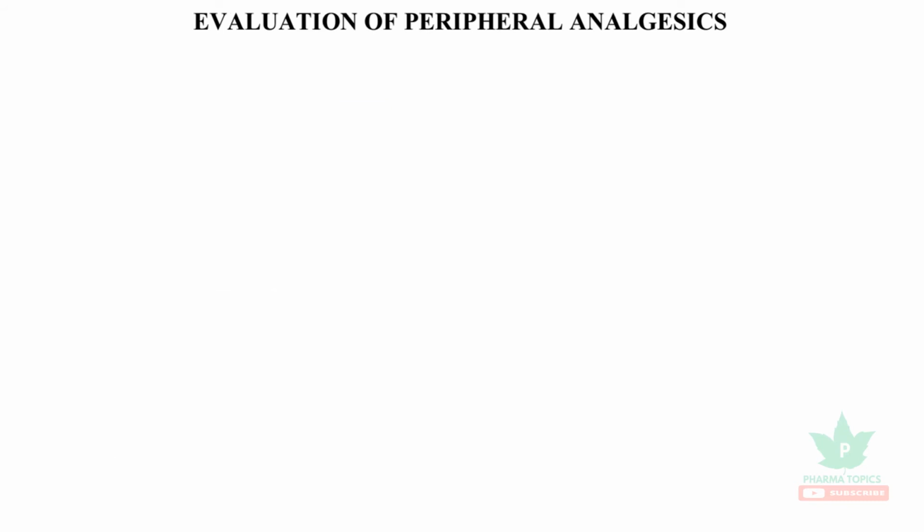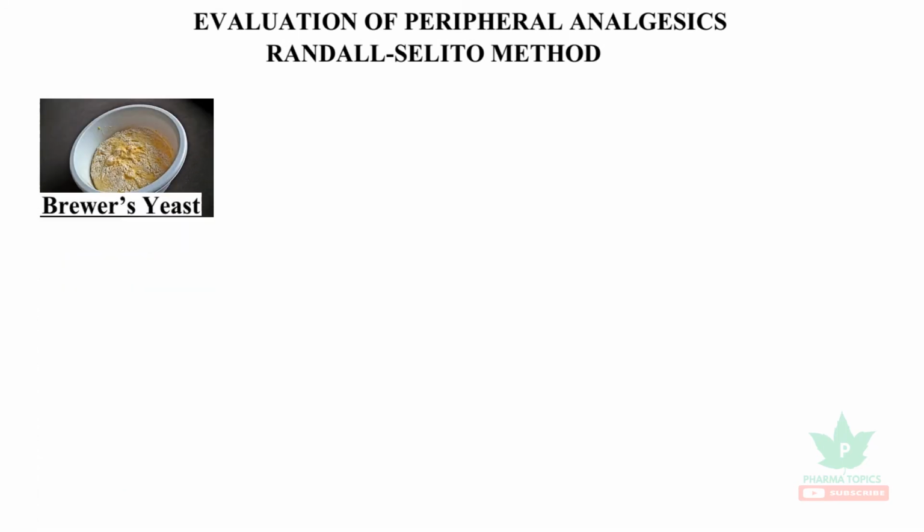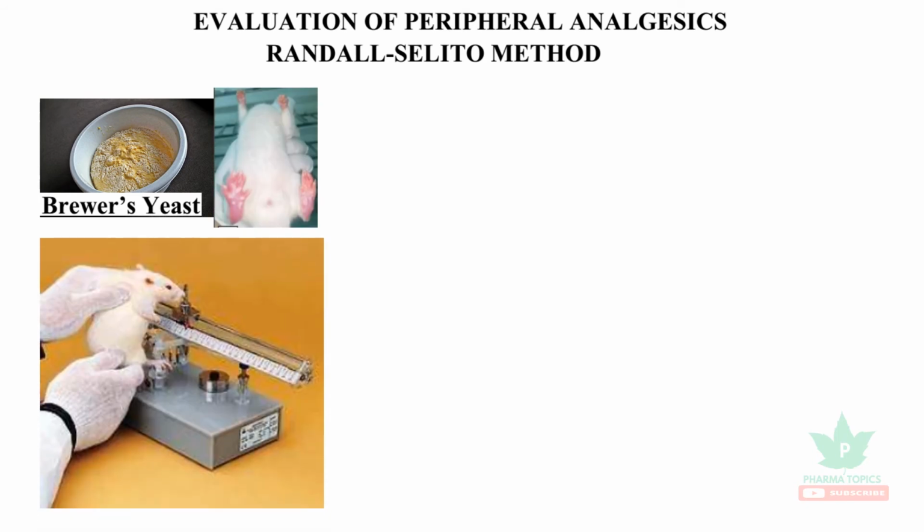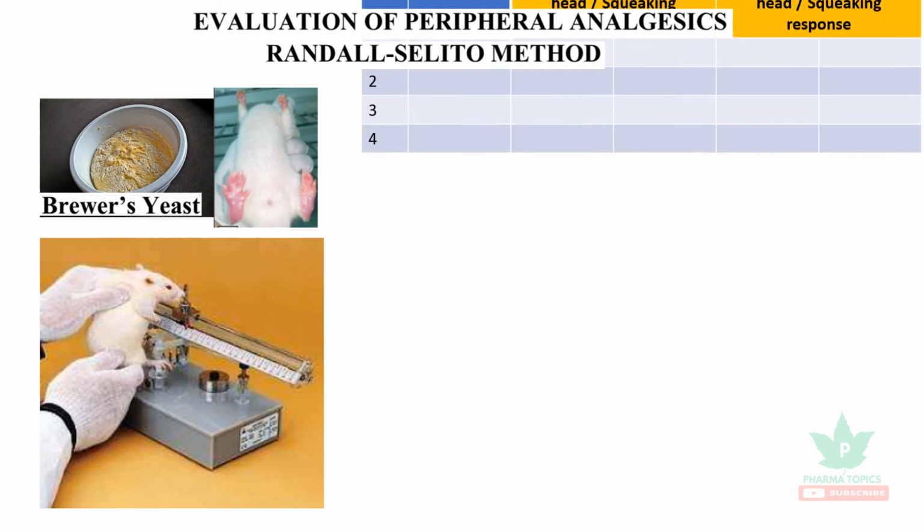So we will see the evaluation of peripheral analgesics. The first method is Randall Selitto method. Brewer's yeast is injected into the paw of the rats, and then the animal is kept in the Randall Selitto apparatus, where graded pressures will be increased on the inflamed paw.